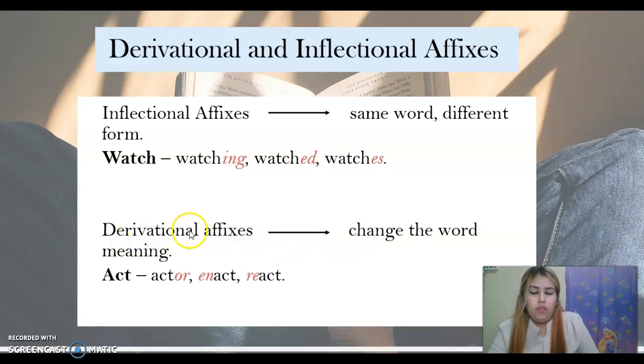And derivational affixes change the word meaning. For example, we have the word act that we already know what it means, and actor. But if we add o and r, it's now another word with a different meaning, okay? So they change the word meaning.